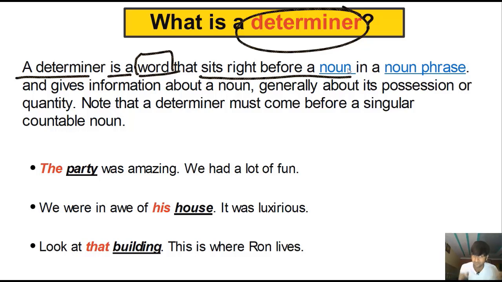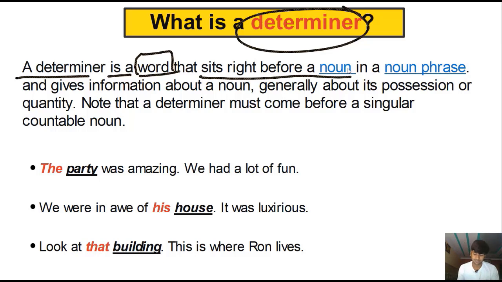You can have an adjective between a determiner and a noun as well. I'll show you that as well. So it generally comes before a noun in a noun phrase and gives information about that particular noun. Generally about its possession or its number. So the kind of information it gives about the noun it modifies is about its number or possession. Can be some other types of information as well. We'll talk about it going forward, right?